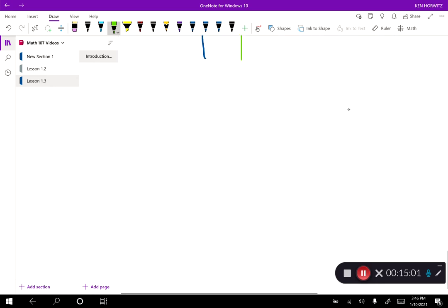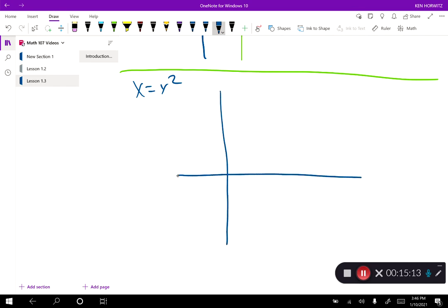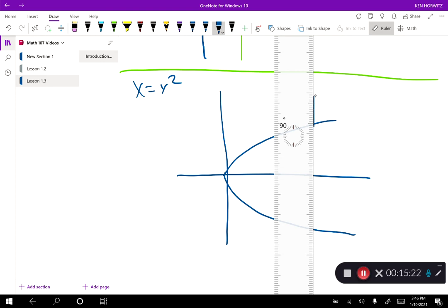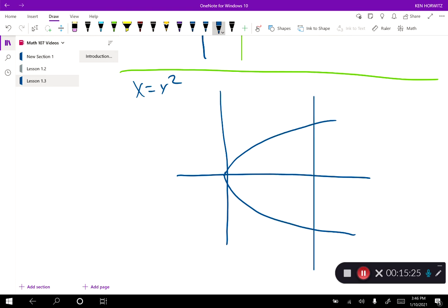X equals y squared. Now that graph, we already said, kind of looks like this. All right, so now let's take our ruler. Did I pass my vertical line through my function and hit it in more than one point? If I can do that even once, no, it's not a function. So right here, I could say that this is not a function based on the vertical line test.